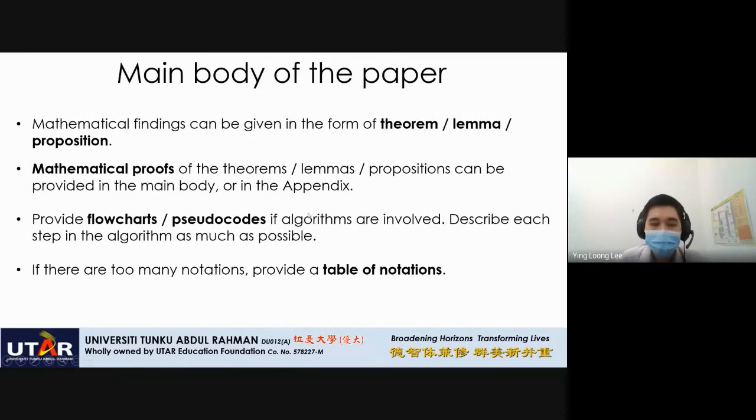And if algorithms are involved, try to provide flow charts or pseudocode to show the step-by-step procedure of the algorithm. In the text, you should describe each step in the algorithm as much as possible, so that you are not just providing the pseudocode and expecting the reader to understand by themselves. You should also guide them on what the algorithm is trying to do in each step, so provide the description as well.